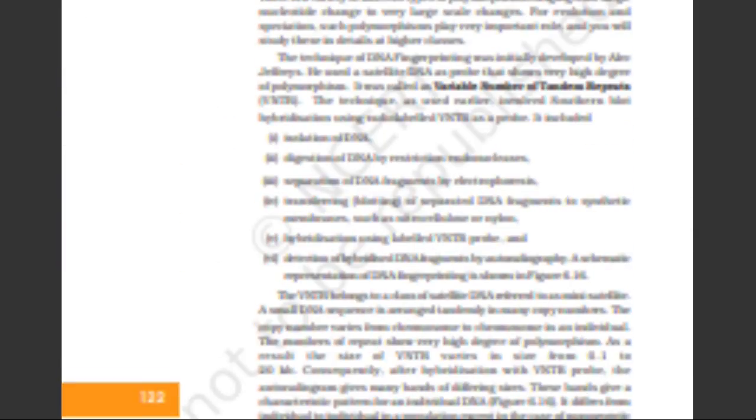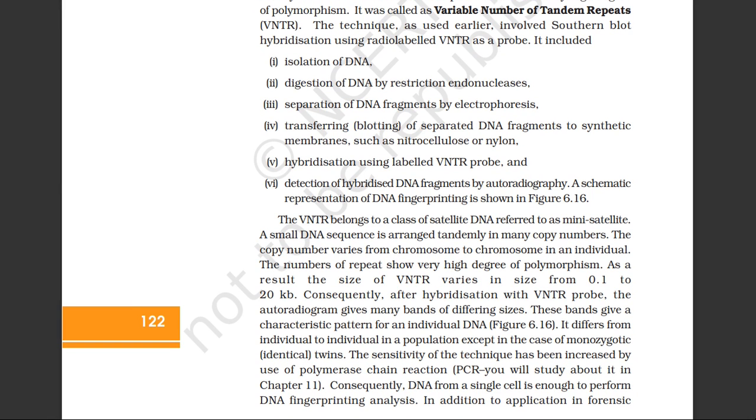Consequently, after hybridization with VNTR probe, the autoradiogram gives many bands of differing sizes. These bands give a characteristic pattern for an individual's DNA, Figure 6.16. It differs from individual to individual in a population except in the case of monozygotic, identical twins.